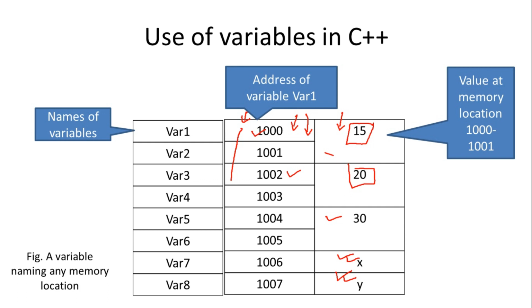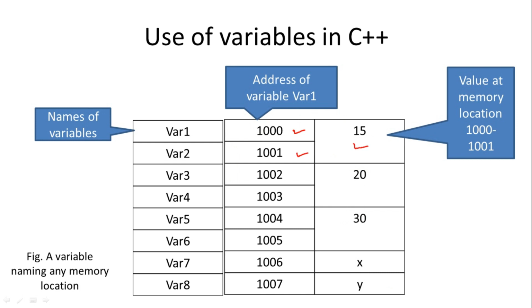In C++, for storing any integer value like 15, 20 and 30, the memory required is 2 bytes. For storing any kind of character, for example x and y here, the memory required is 1 byte. And inside the memory, the variables are stored at locations. So here these are the addresses at which these values are stored.